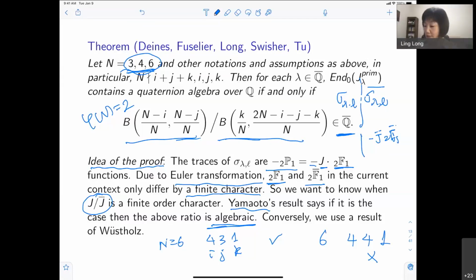All right. So the logic seems kind of weird to start with. But indeed, Yamamoto's result in this current setting is only one direction. I only know that if I have these choices making the two Galois representations differ by a finite order character, then this ratio is algebraic. Going the opposite direction, there is a result by Wüstholz. I actually attached it as an appendix to these slides, just for your reference.